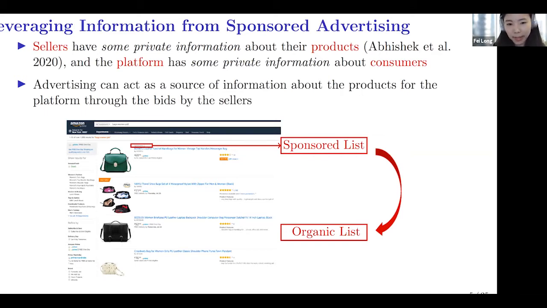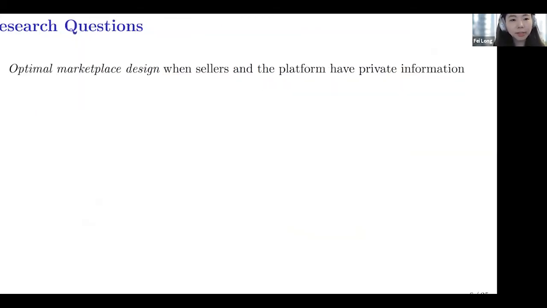So the bigger idea is that leveraging information revealed from ads to refine organic ranking is going to cause strategic reactions from both sellers and consumers. And now the platform is earning revenue from both sponsored and organic sides. It needs to think about whether doing so can benefit the marketplace. Okay, so that is the bigger picture. The question we study is.